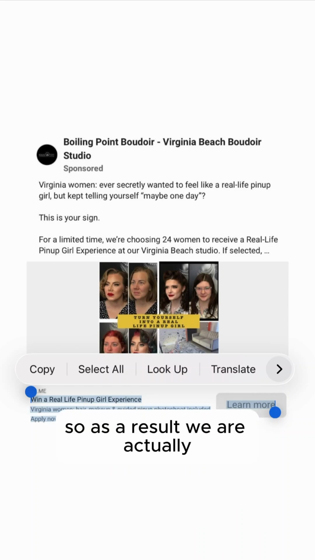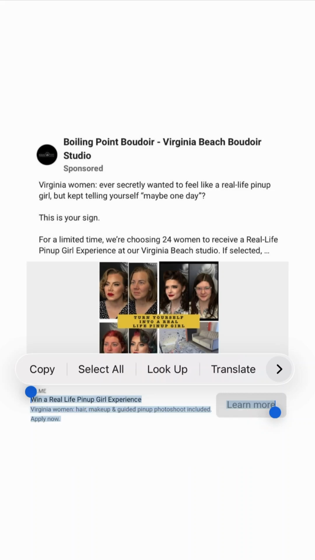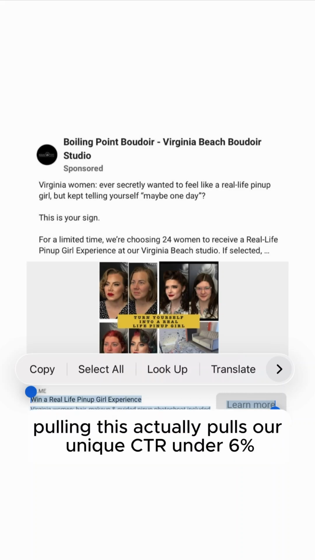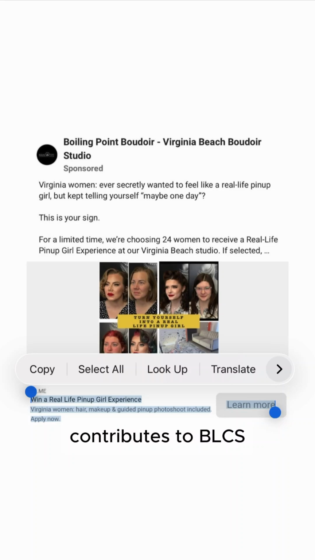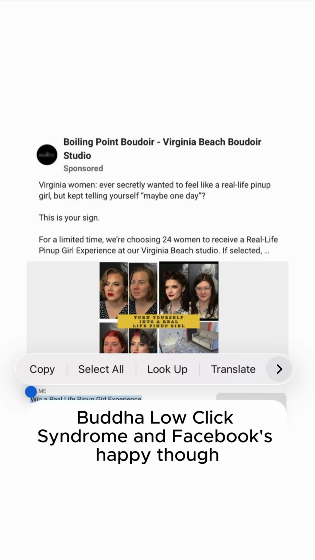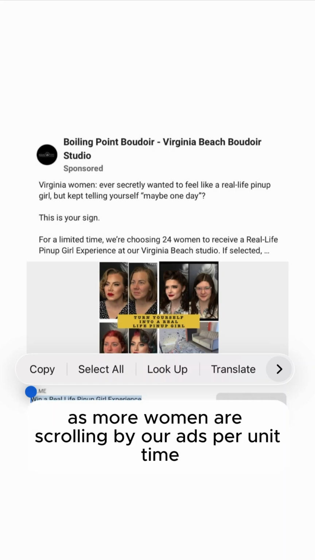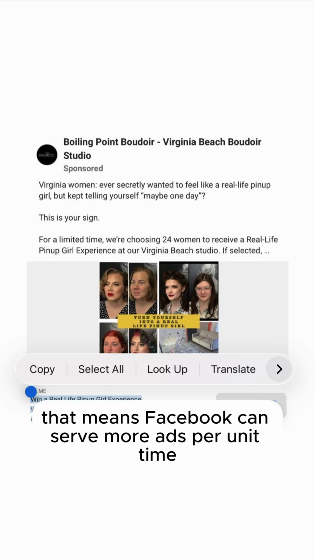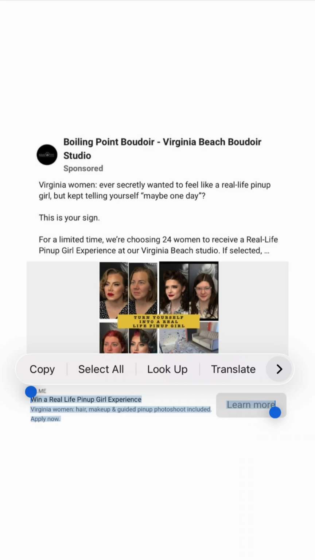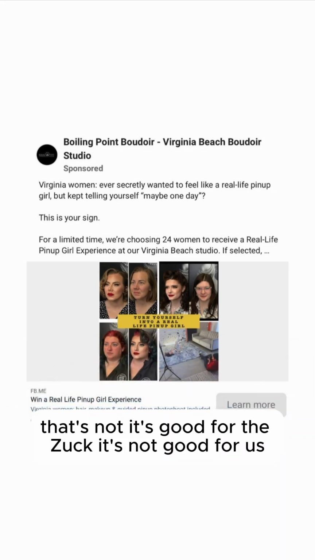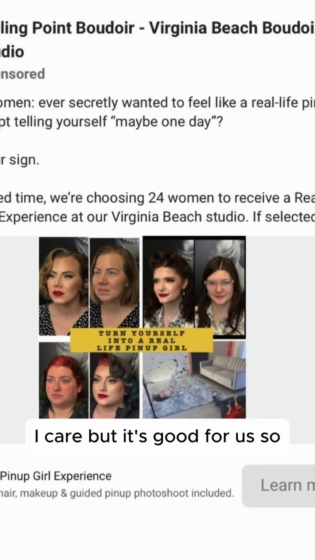So as a result, it actually pulls our unique CTR under 6%, which contributes to BLCS, Boudoir low click syndrome. And Facebook's happy though, because as more women are scrolling by our ads per unit time, that means Facebook can serve more ads per unit time. So the Zuck is happy. It's good for the Zuck, it's not good for us. I care about what's good for us.